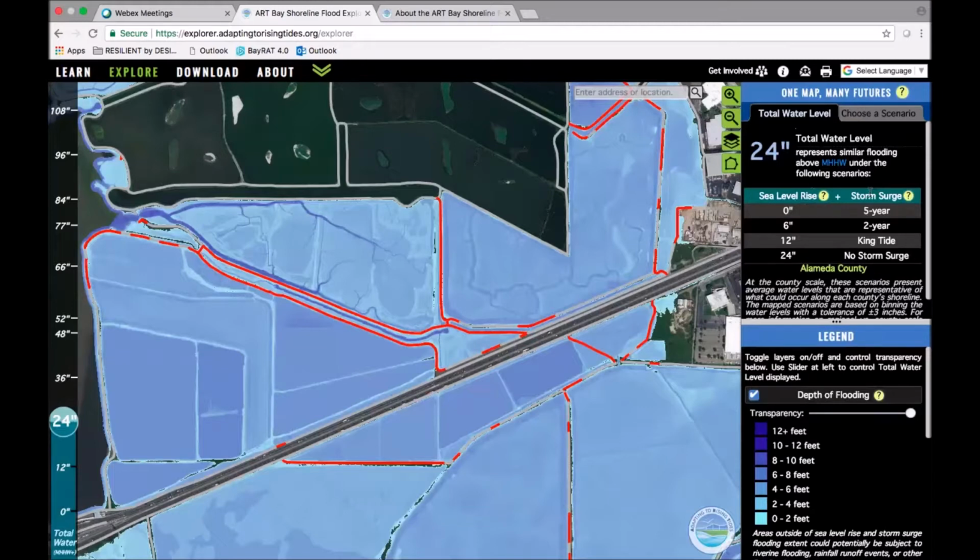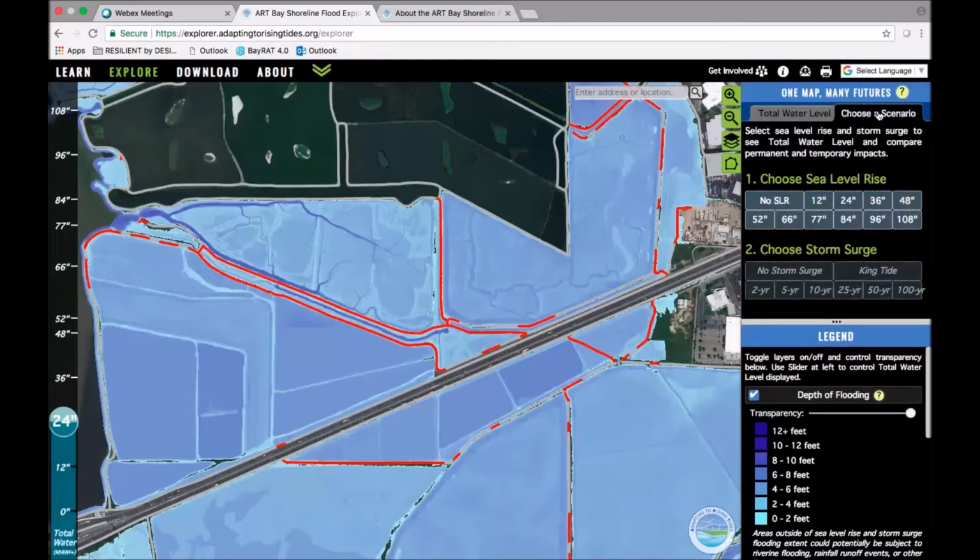And so we can see that the interpretive center here at the center of the screen is at risk of flooding at this water level. In addition to choosing the amount of flooding using the slider, the stakeholders can also select the specific combinations of storm surge and sea level rise that they want to visualize. Here I'm going to click the Choose a Scenario tab in order to make this selection.